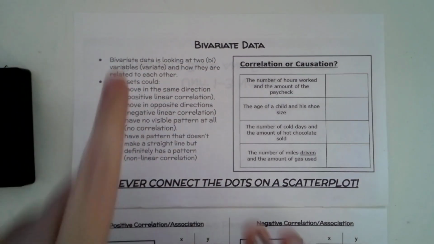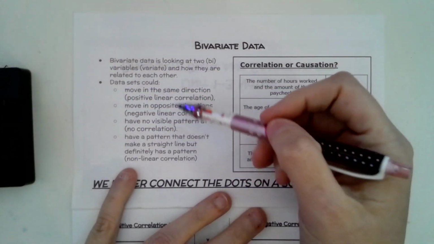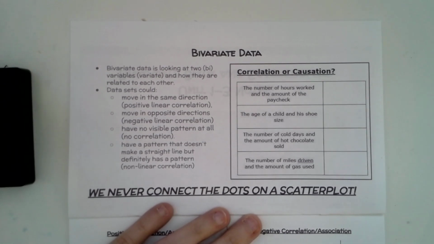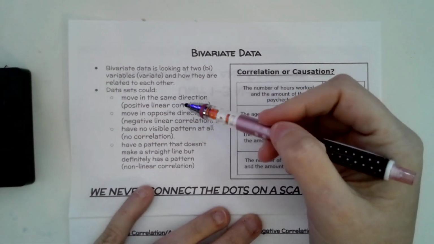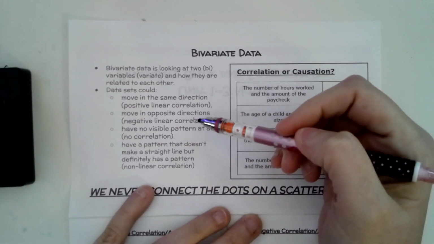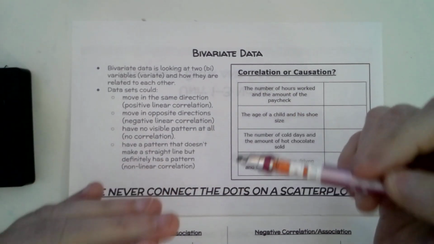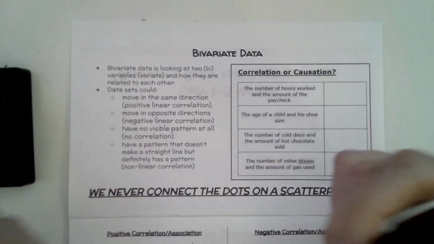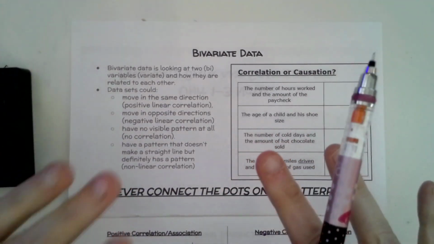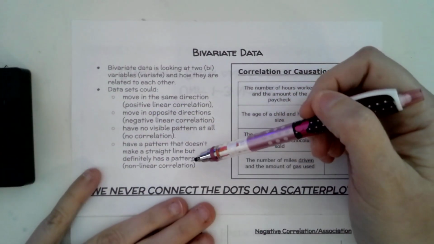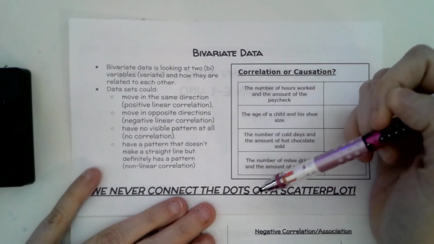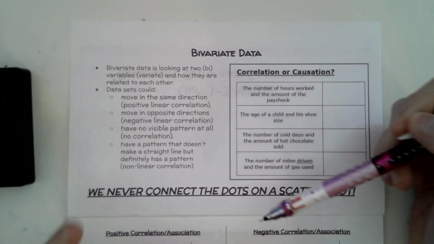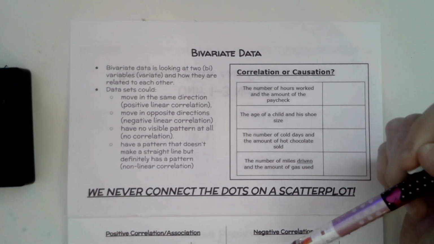Bivariate means two variables. So when we look at data, these two data sets can move in the same direction. They can move in opposite directions, or they could have no visible pattern at all. Now, what this looks like in a table, in a graph, or in a real-world situation is kind of different. They could also have a pattern that doesn't make a straight line, but there's definitely a pattern, and we call that nonlinear.